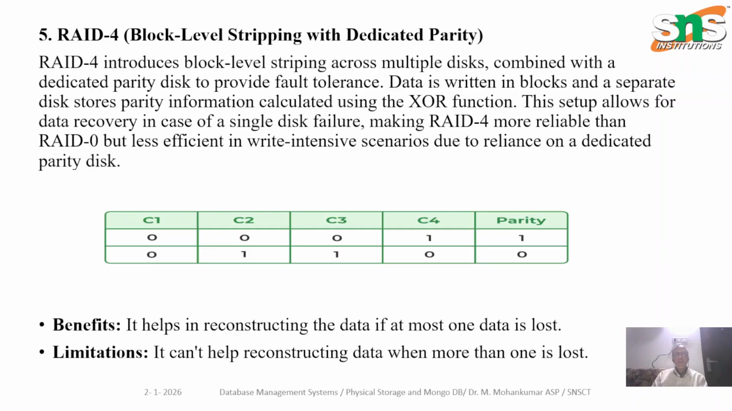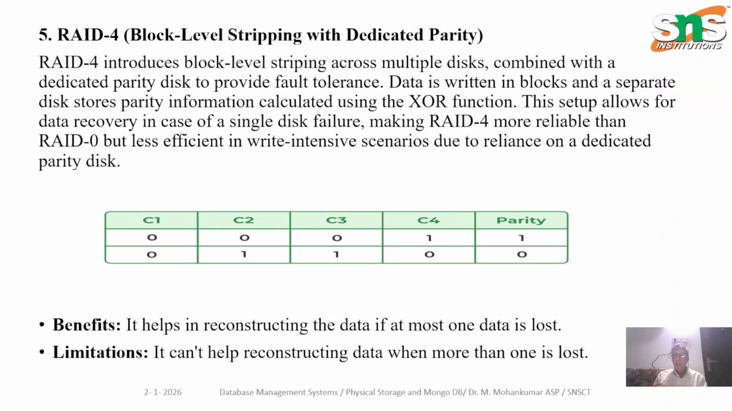Then C1 stores 0, C4 stores 1 and parity is 1. Then 0 1 0 1 like that, or 1 0 0. Benefit: it helps reconstruct the data if at most one data is lost. Limitation: it can't help reconstruct data when more than one is lost.